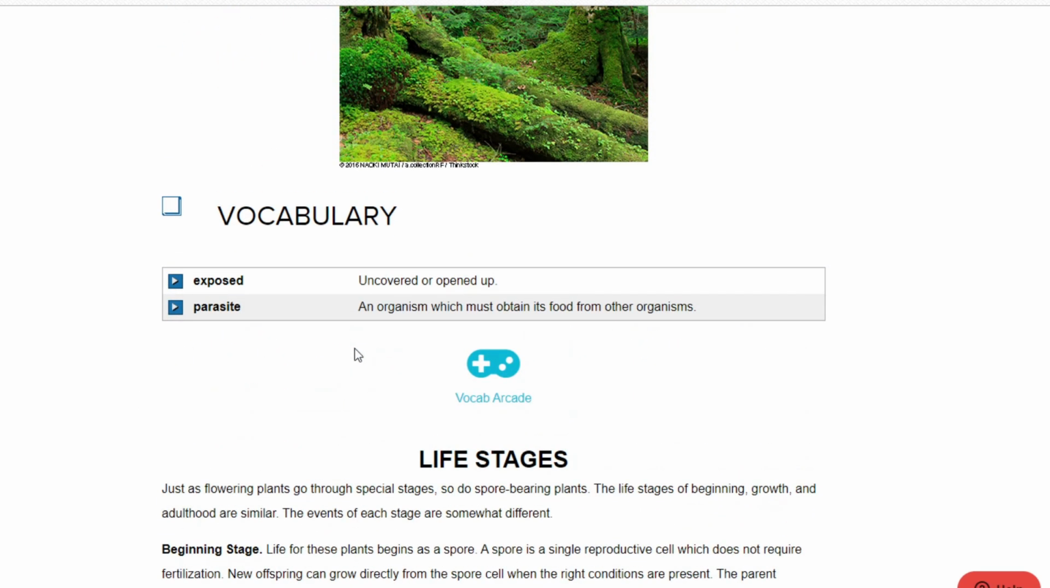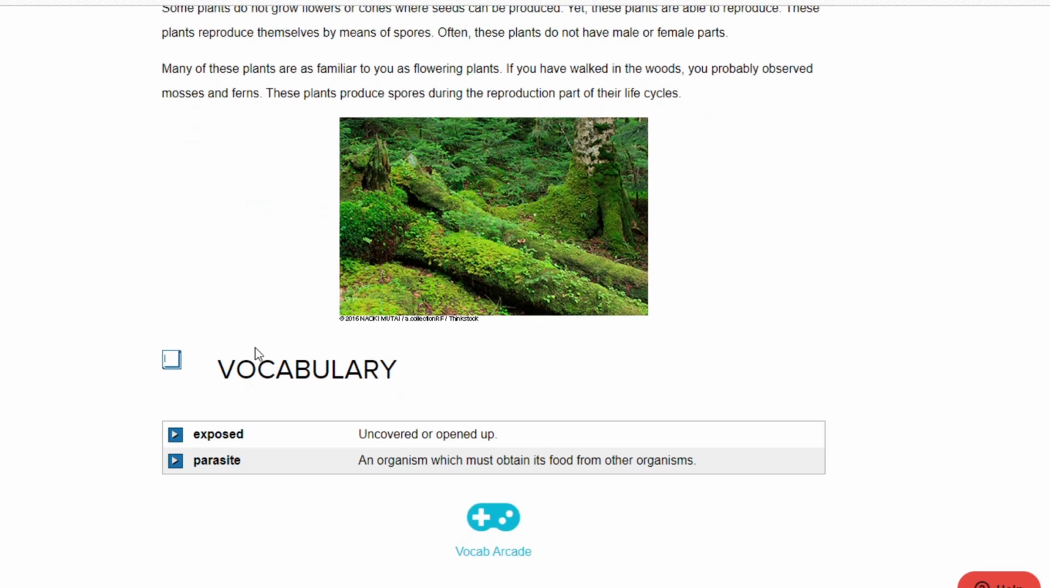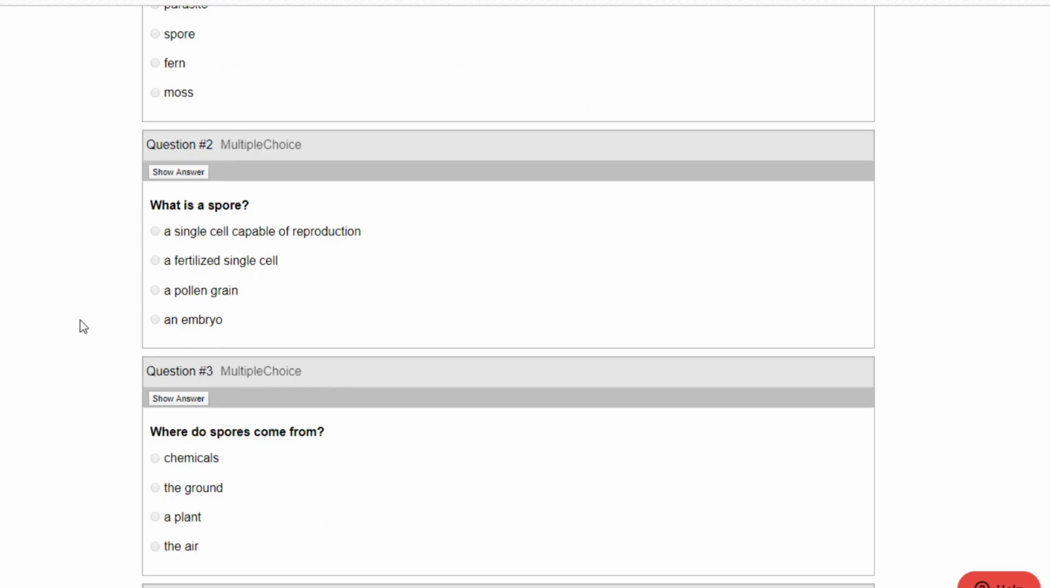This is open book. You guys have been asking for open book stuff since the beginning of the year. Mr. West, can we use our notes? Is this open book? Well, now you get it. Okay, so make sure you go through, and here we see parasite, an organism which must obtain its food from other organisms. So we know that that is the correct answer, and we can go ahead and put that in there. Now, I'm not going to do the work for you. I'm not going to do these other questions and answer them for you because you need to, but I will talk you through the questions.